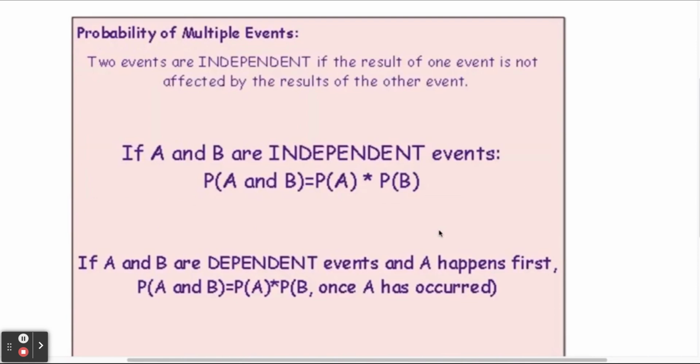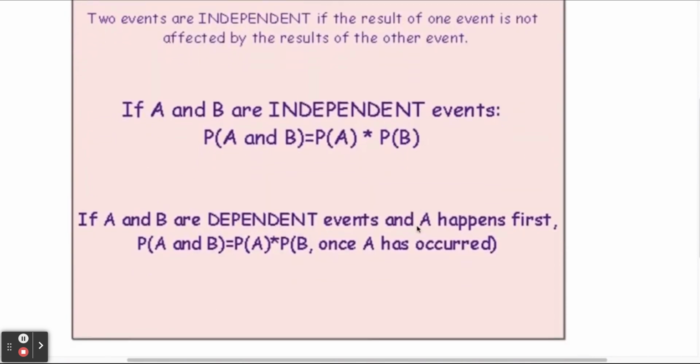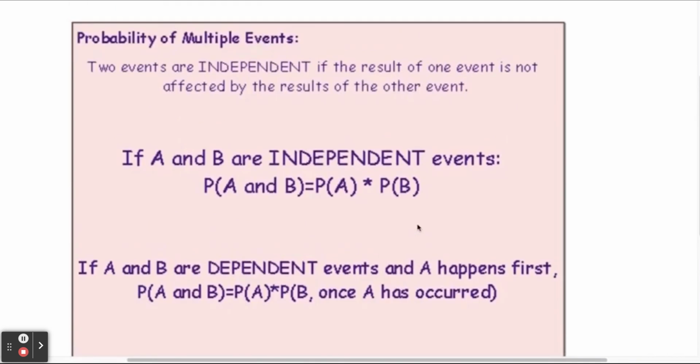Our next type of probability today is independent versus dependent. Two events are considered independent if the result of one event is not affected by the results of the other events. If A and B are independent, then the probability of A and B equals the probability of A times the probability of B. Once again, I'll make this easy for you. If when you read the problem it says and, then you multiply the probabilities together. So if you see and, that means multiply.